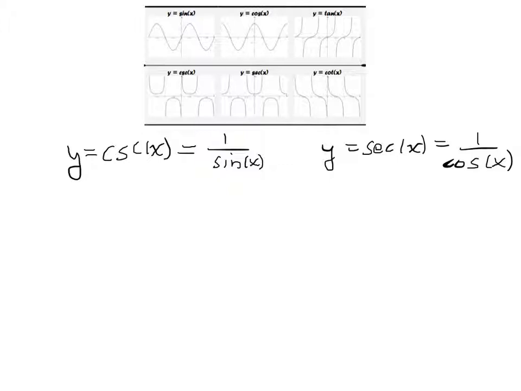The domain, we've already sort of talked about this. All the values of x for which sine of x is 0 have to be excluded, and here we exclude all the values for which cosine of x is 0. Notice also that cosecant and secant have asymptotes at the values where sine and cosine are 0, just like tan and cotan have asymptotes at similar values. So let's fill in the chart for cosecant and secant.